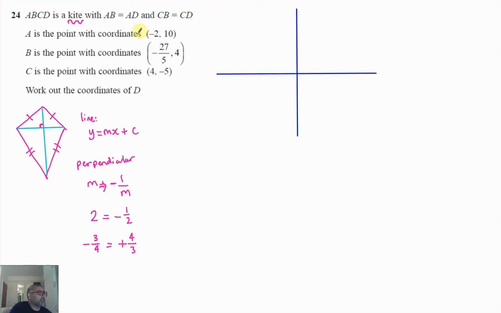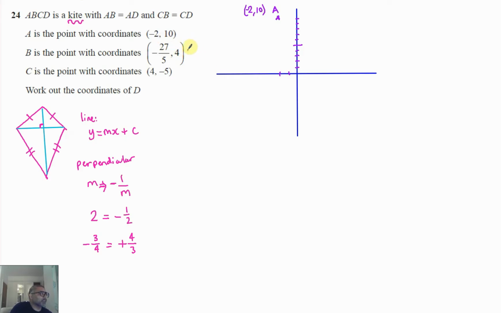So A is the point with coordinates minus 2, 10. So minus 2, 1, 2, 3, 4, 5, 6, 7, 8, 9, 10. So that's our point A. Let's write minus 2, 10 as well. Point B is the point with coordinates minus 27 over 5, 4.